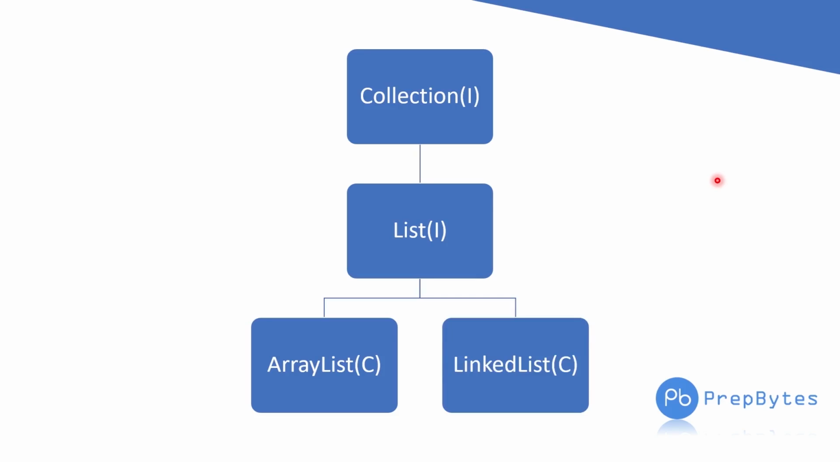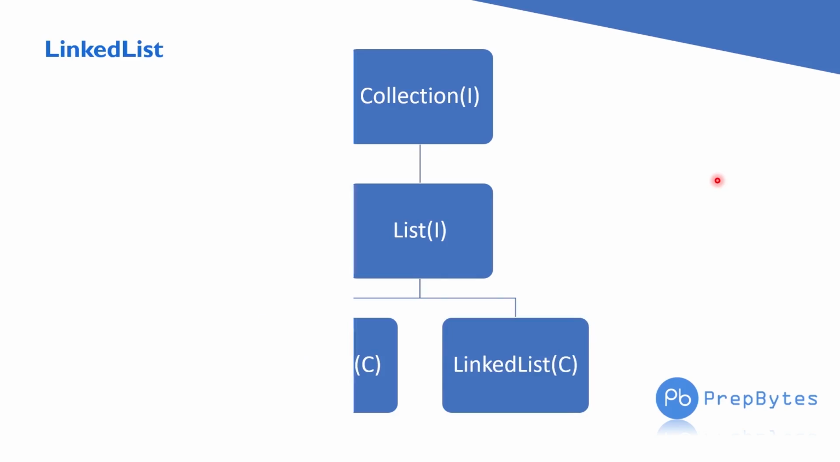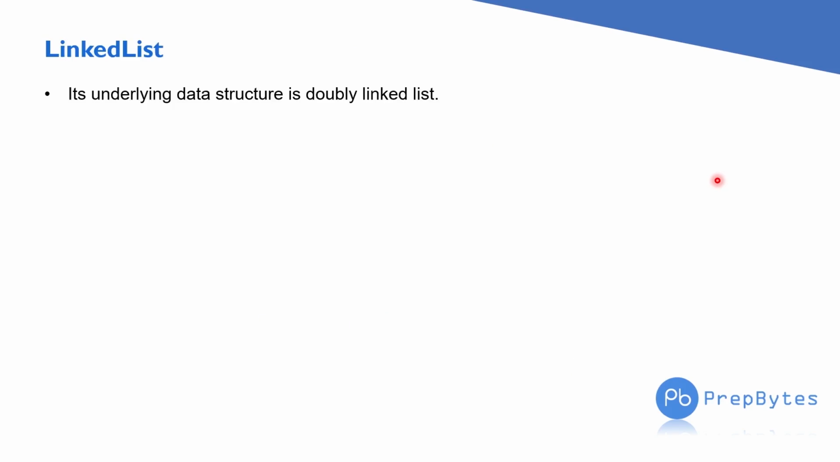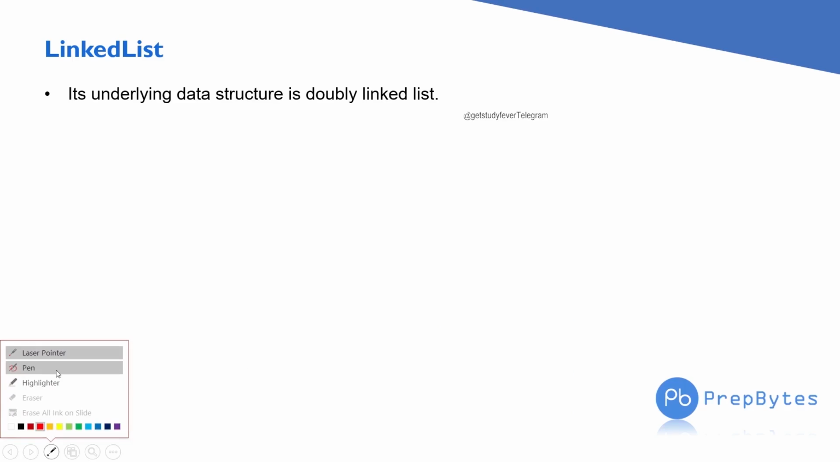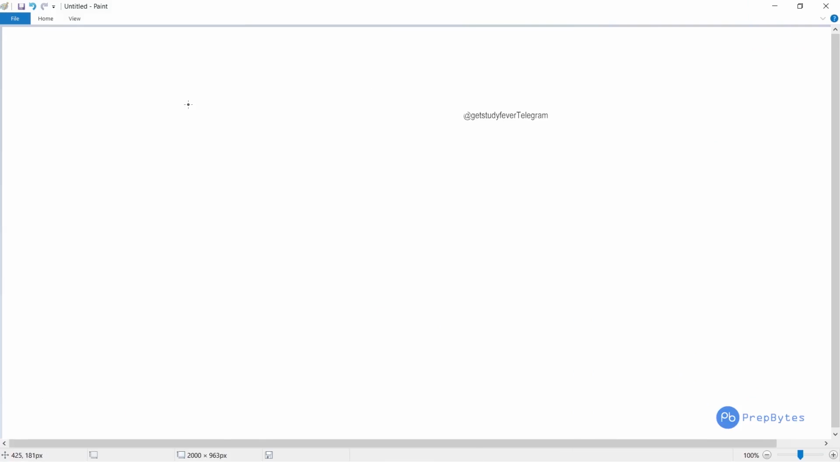The next we are going to see is the LinkedList class. LinkedList is also an implementation class. Its underlying data structure is nothing but a doubly linked list. So we all know what a doubly linked list is. So what is a doubly linked list?